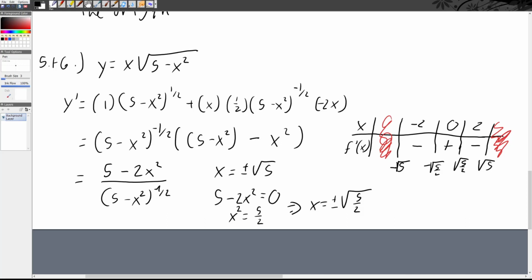And there we have it. We have that the max is at square root of 5 over 2.